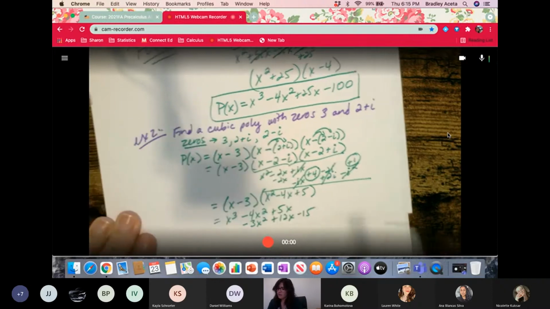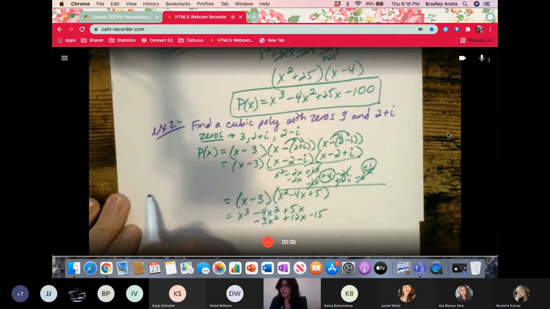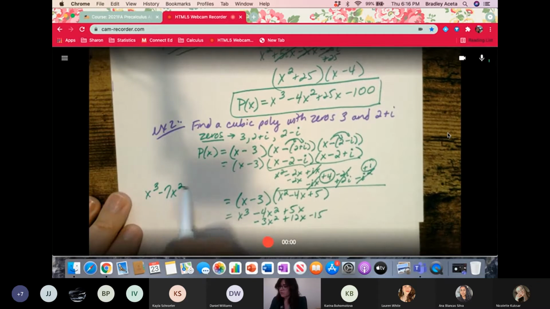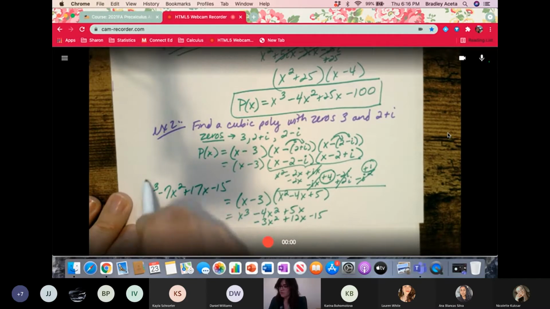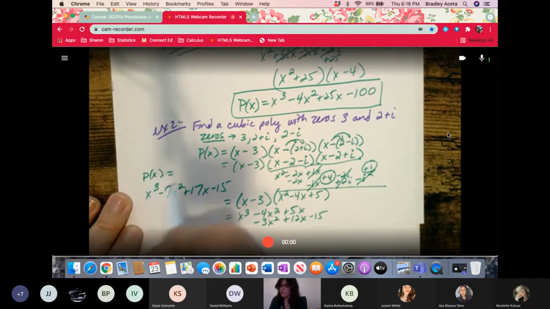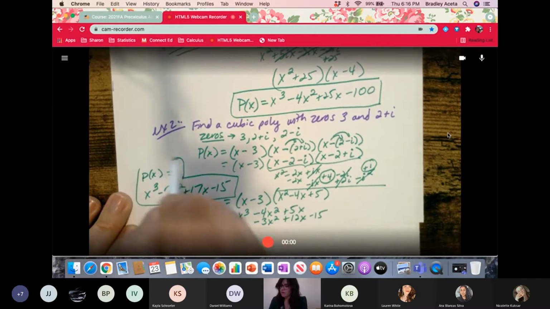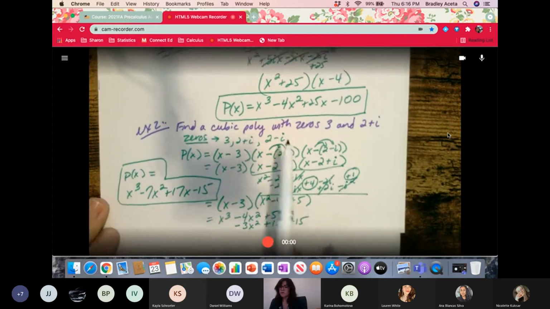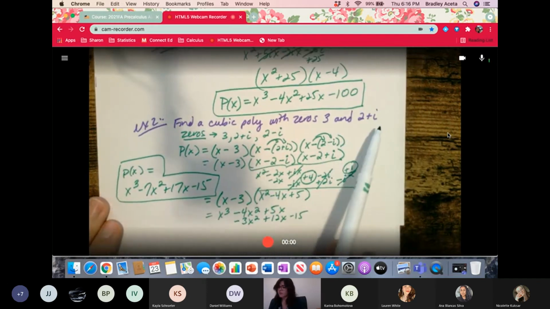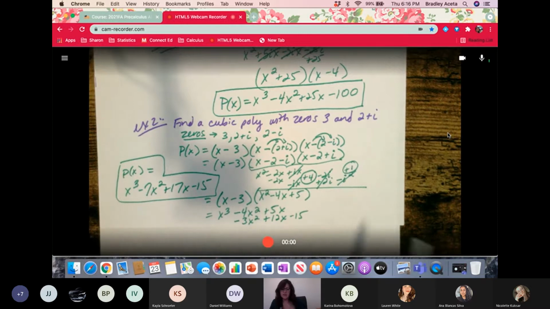And that will give you the polynomial. I'm kind of running out of room, so I'll write it over here. X cubed minus 7x squared plus 17x minus 15. Here is your polynomial. It's cubic, which is what it asked for, with zeros of 3 and 2 plus i, and then of course 2 minus i, because it has to have its conjugate. That's the conjugate theorem. Okay, pretty easy, lots of foiling.